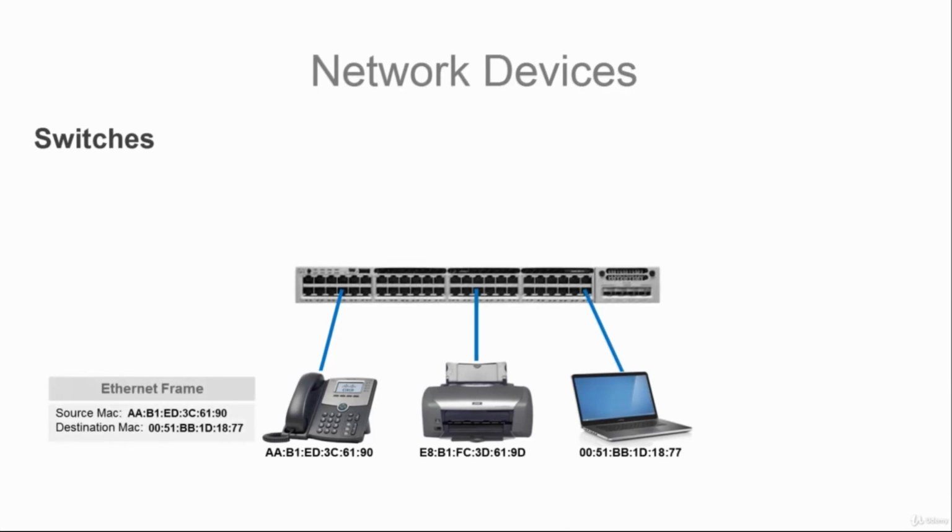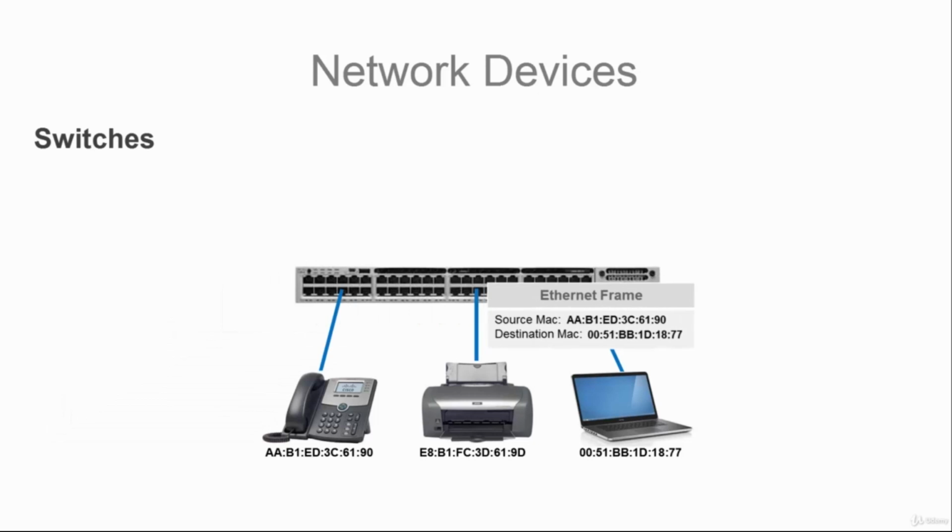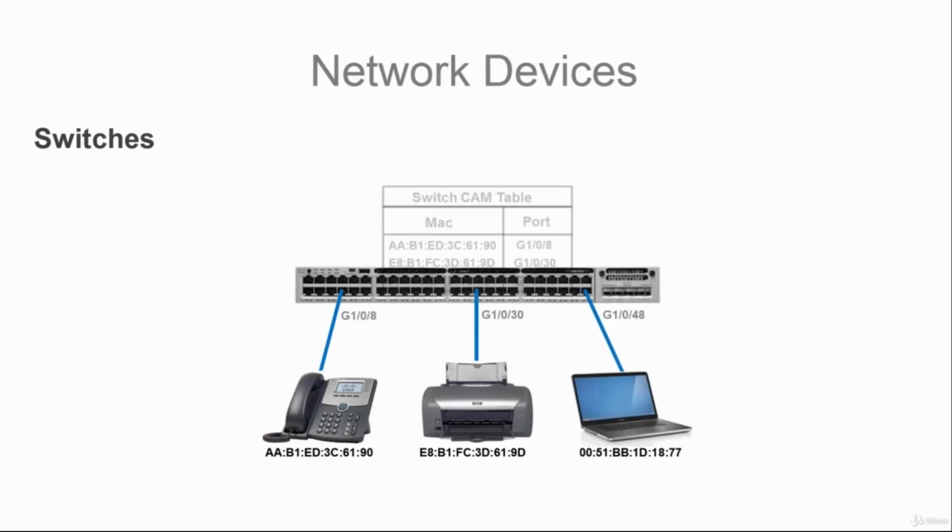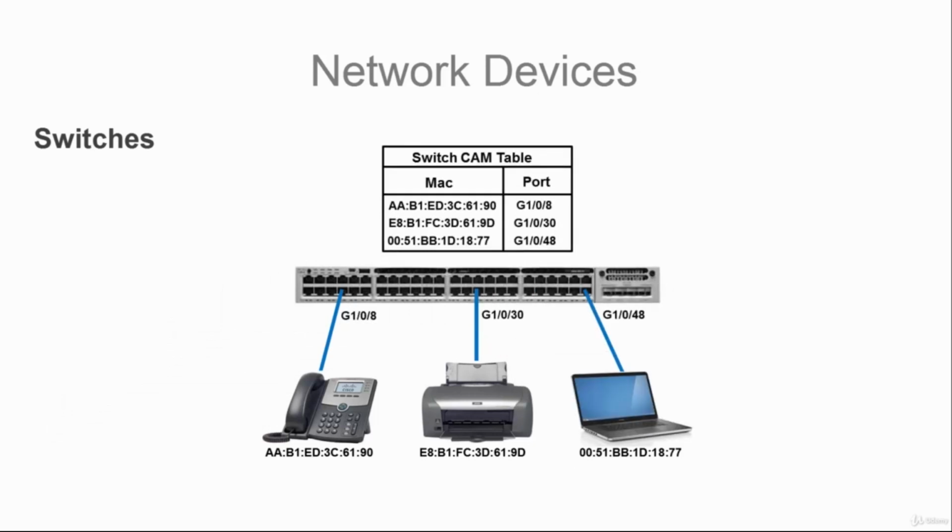Switches forward layer 2 Ethernet frames between switch ports based on MAC addresses. Once a switch learns a MAC address, it can determine which switch port to forward the frame out of based on its MAC address table entry, also known as the CAM table. So in this example, based on these MAC address table entries that the switch has, it would know to forward layer 2 frames destined to the phone out of port G108.